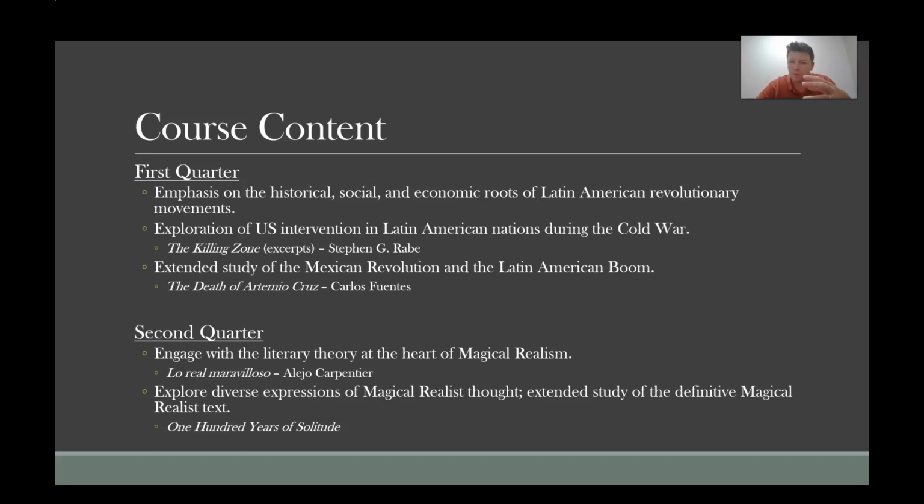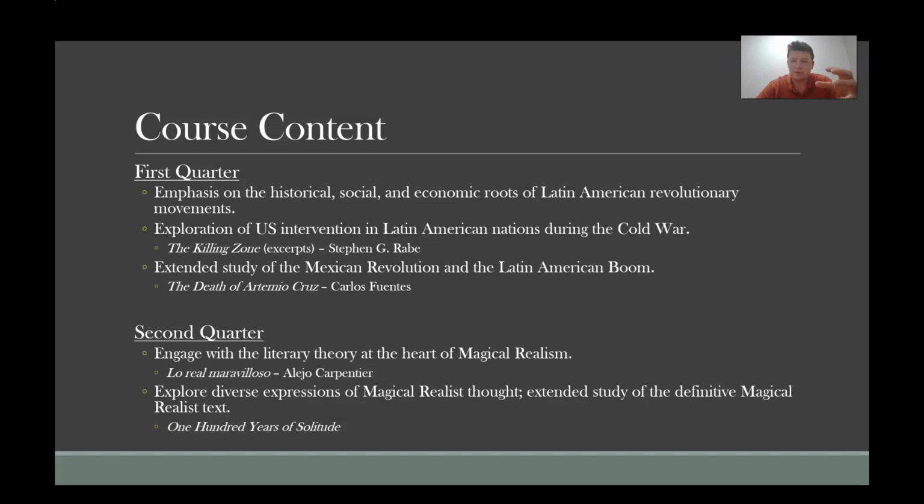Then we do about two weeks of historical study, working primarily from Stephen Rabe's The Killing Zone, to understand the immediate historical background for the boom and what's going on in the tumult that dominates Latin American nations in that time frame. What is it and why is it happening?